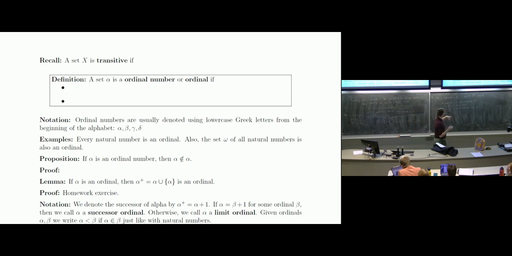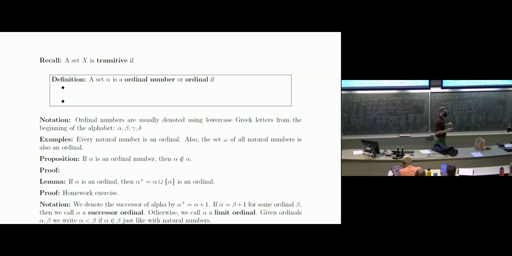It's the intersection of all inductive sets, so necessarily it's the least infinite set with this property. Okay, so omega. Also, all natural numbers are transitive. We proved that by induction. And they're well ordered by the less than relation. Okay, so those are ordinals.